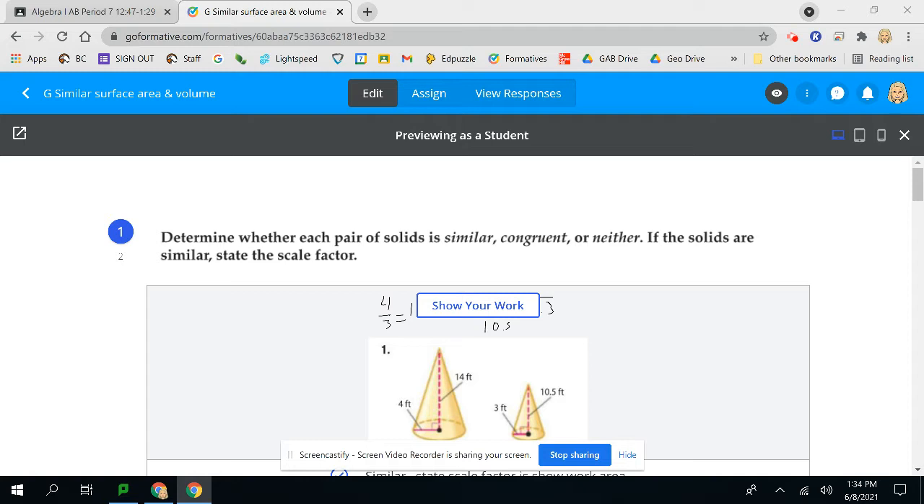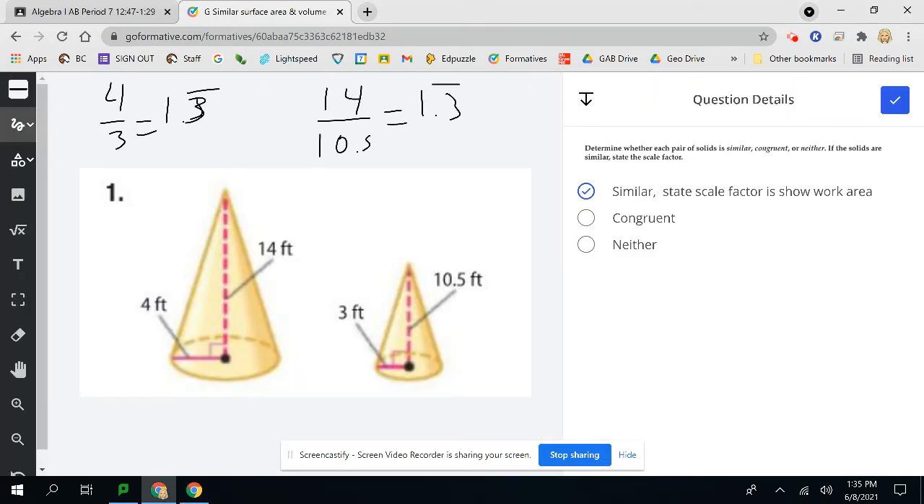So the first question I want to go over says determine if they're similar, congruent, or neither. When I'm looking at these, I compare radius over radius. So that's 4 over 3. And then I compared height over height, which is 14 over 10.5. Since both of those are equal to 1.3 repeating, they are similar.